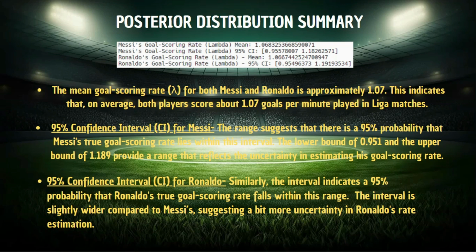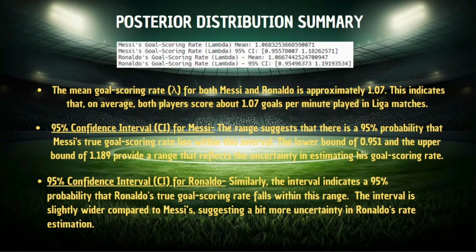So we could see that the confidence intervals for both players overlap considerably, indicating that while their average rates are close, there is a degree of uncertainty in the exact values of their goal scoring rates. The slightly wider confidence interval for Ronaldo suggests that there is more variability in his scoring performance compared to Messi's. And there is also some future performance I want to mention: the narrow confidence interval around the mean value suggests that the estimated goal scoring rates are relatively stable and consistent with historical data.